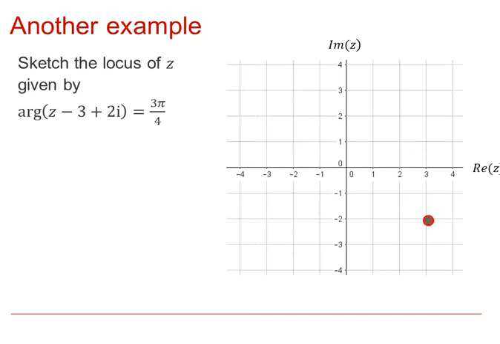Here is another example. We want to sketch the locus of z given by the argument of z minus 3 plus 2i equals 3 pi by 4. As you can see here, we would rewrite this to being z minus brackets 3 minus 2i, and that's why we have placed the z1 at the 3 minus 2i point on the Argand diagram. So we know this is our starting point. We would then know that we would have a half line starting at the point 3 minus 2i at an angle of 3 pi by 4.